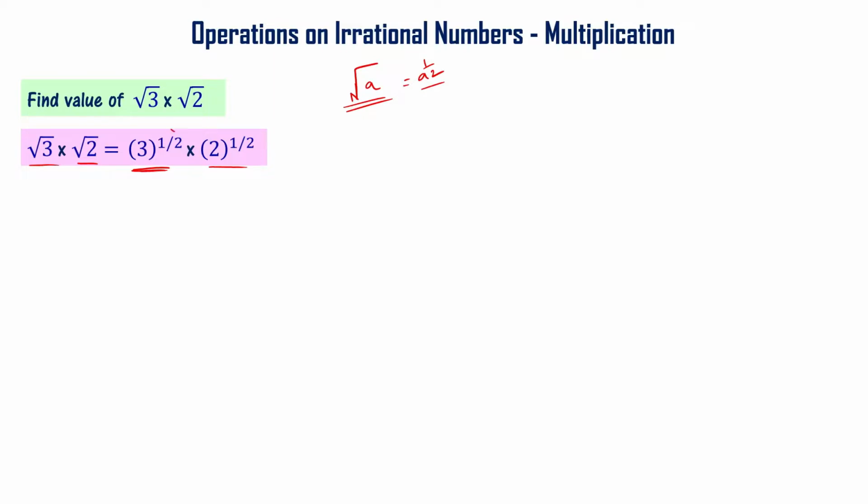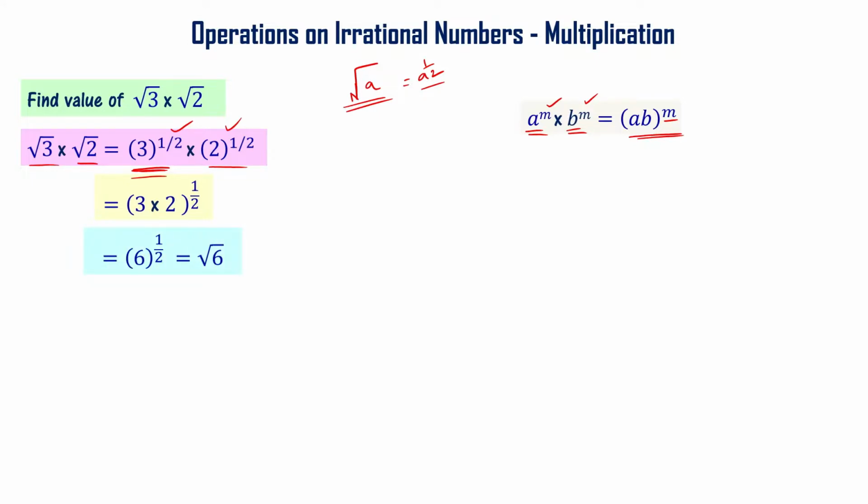Now look at this. Powers of these two numbers are same, right? Half is the power. That's why we use this formula. A power m times b power m equal to ab whole power m. When the powers are same in the multiplication problem, you are going to multiply bases and put the same power, right? In this particular case, it is going to be 3 into 2 whole power half, meaning 6 power half, that is equal to square root of 6. Square root of 6 is an irrational number.